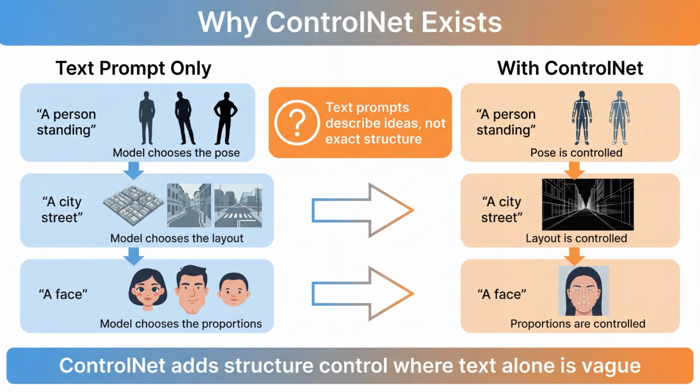Why does ControlNet exist? Text prompts are powerful, but they are also vague. If you say a person standing, the model decides the pose. If you say a city street, the model decides the layout. If you say a face, the model decides the proportions. ControlNet exists for cases where you want more control.